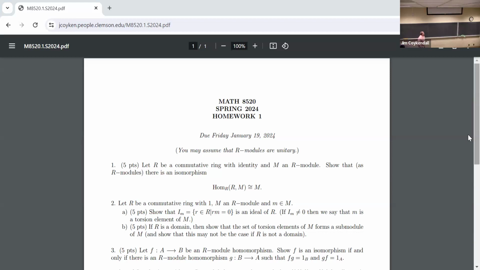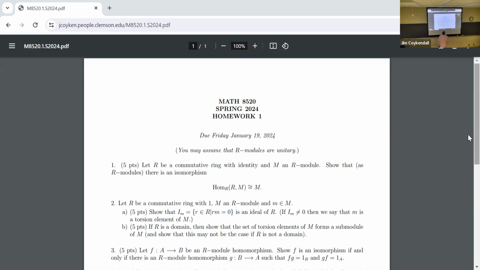Let me say a couple of words about the first homework. It's due a week from today. Okay, so you can assume that all rings have identity. In fact, unless I tell you otherwise, you can assume they're commutative, and that all modules are unitary.